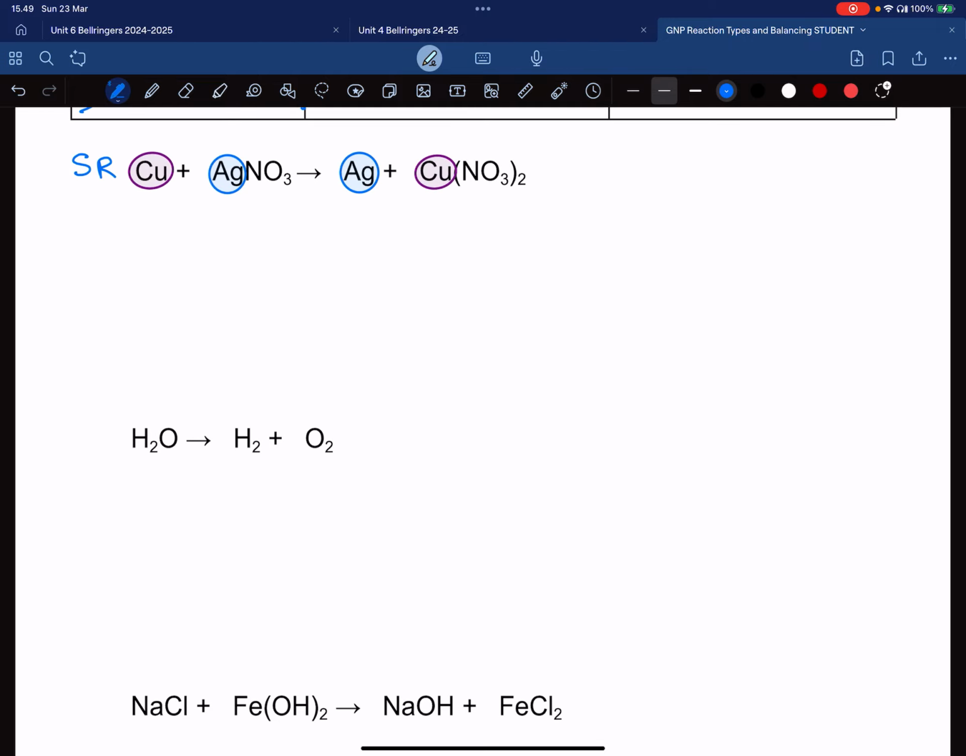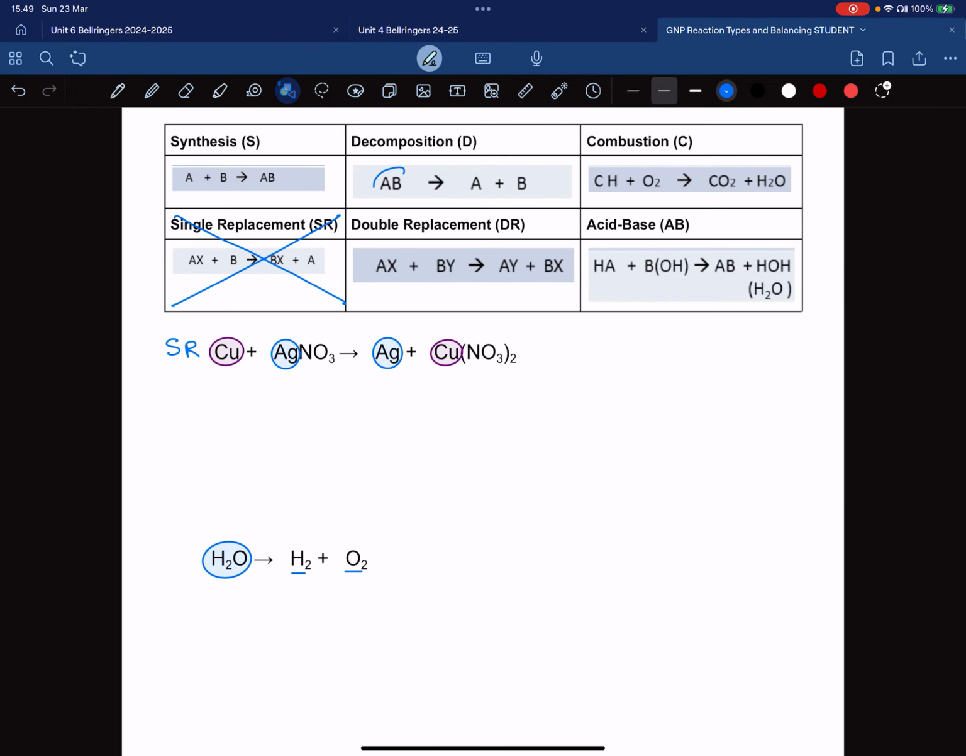Next, you have water all by itself on one side, and then it breaks into two separate things on the other side. That is the definition of decomposition.